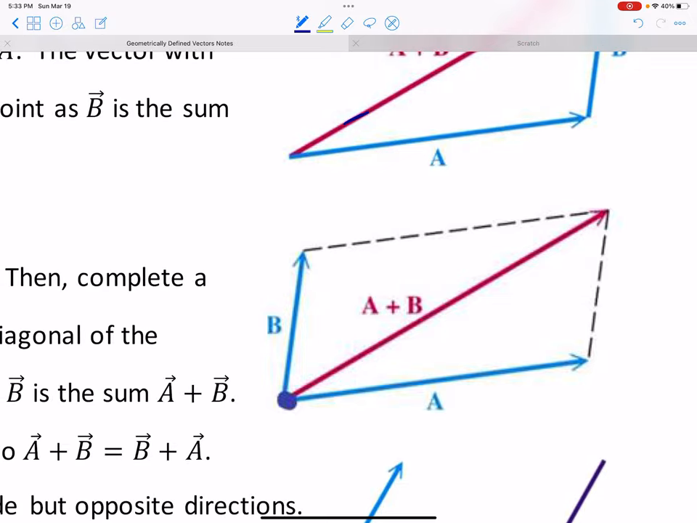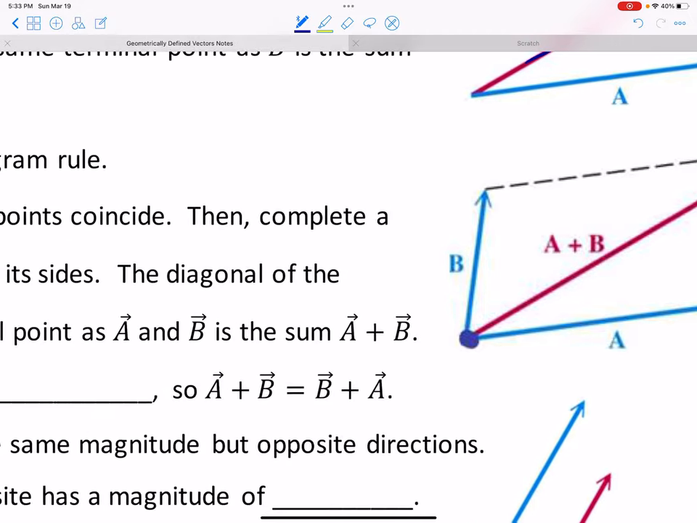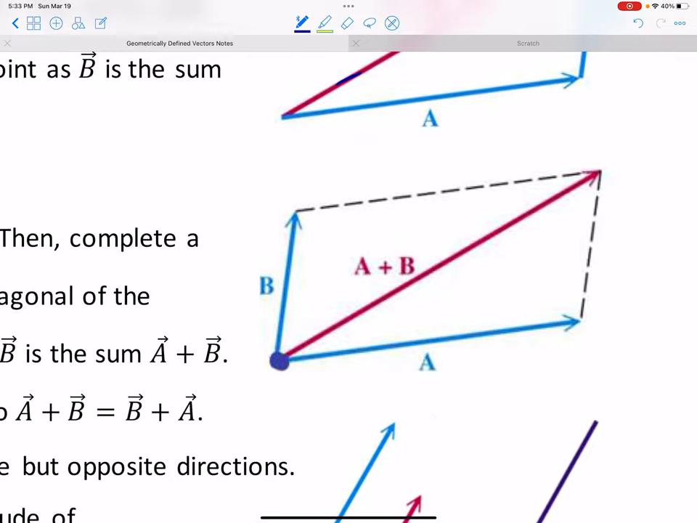So the parallelogram method says if you coincide the two initial points and then basically make a parallelogram out of this. So if we look here at side a, if I just duplicated that from the end of b, and then here I have side or vector b, and then I duplicate that over here, I'm making a parallelogram.